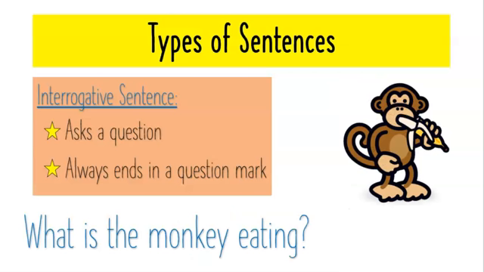We also learned about interrogative sentences. An interrogative sentence asks us a question, and it always ends in a question mark. The sentence says, "What is the monkey eating?" We know this is an interrogative sentence because it's asking us what the monkey is eating. And we see it ends in a question mark.